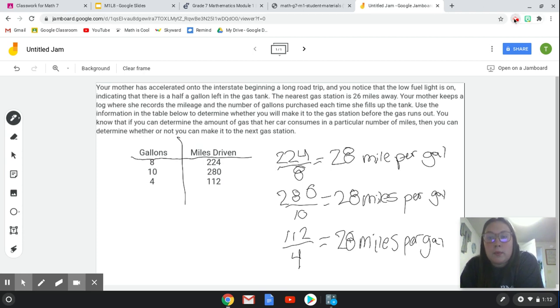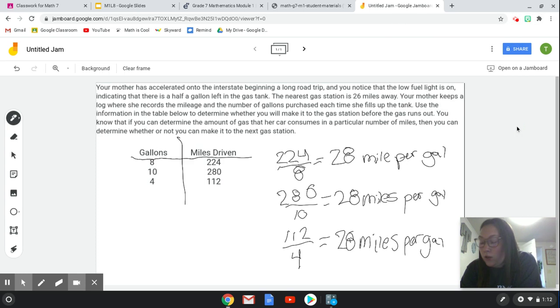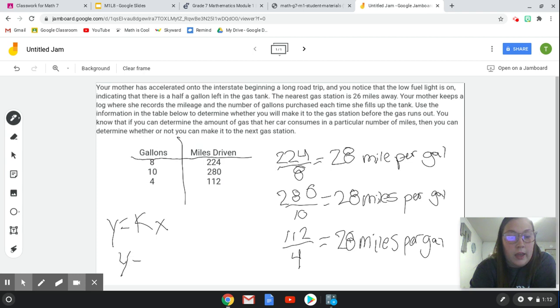The next question asks to write an equation that relates the miles driven to the number of gallons of gas. So my equation is going to follow that format of y equals kx. I just leave the y because I don't have a y value, and my constant of proportionality is k. We just figured that out. K is 28, so y equals 28x is going to be my equation.